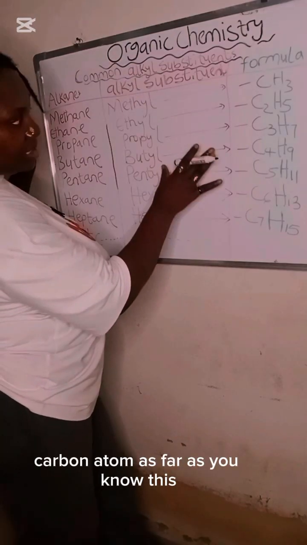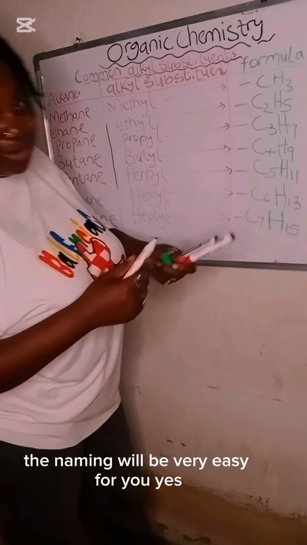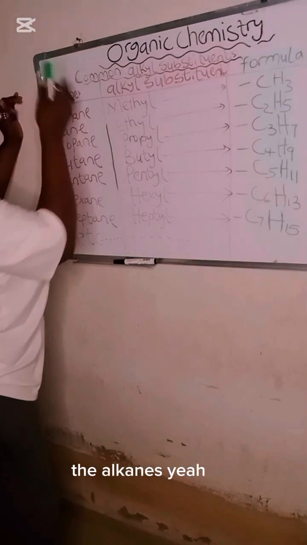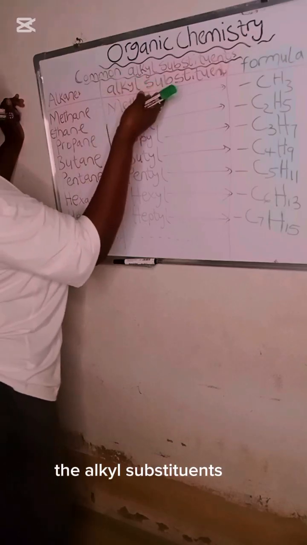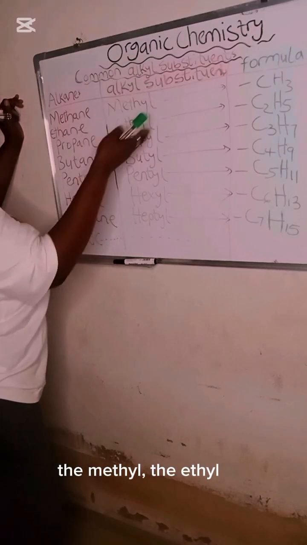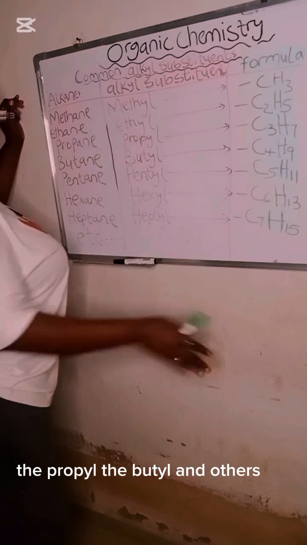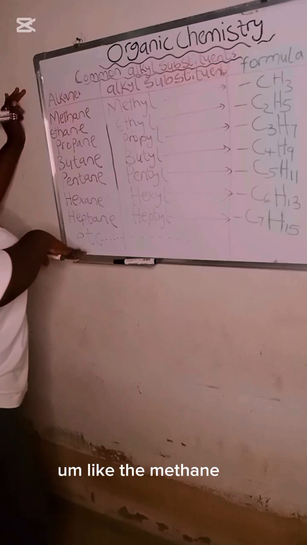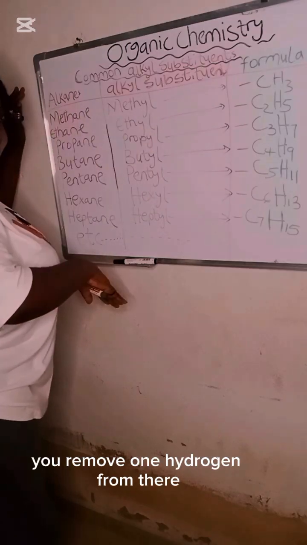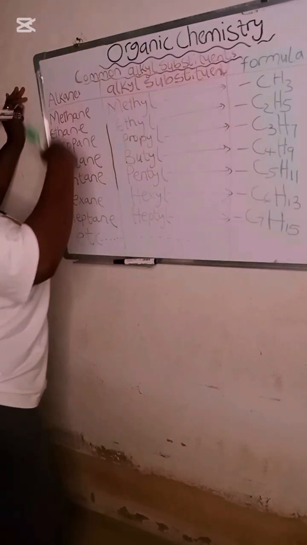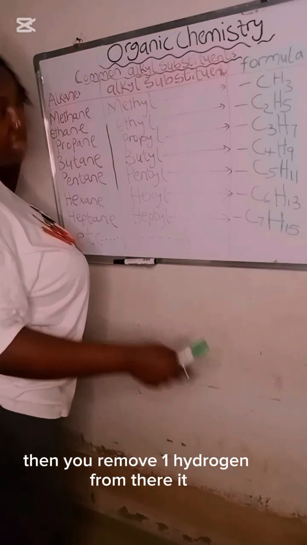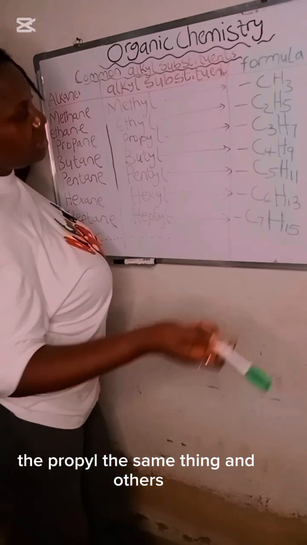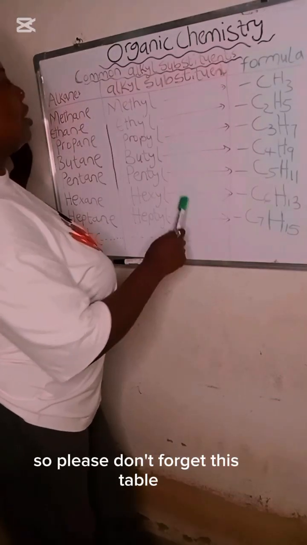You can use this to continue other carbon atoms. As far as you know this, the naming will be very easy for you. So this is a table I have for you. The alkyl substituents, the methyl, the ethyl, the propyl, the butyl, and others. Then the formula. Just remove one hydrogen from the former, like the methane. You remove one hydrogen from there, you have the methyl. Ethane, you remove one hydrogen from there. It will turn to what? Ethyl. The propyl, the same thing, and others. So please don't forget this table.